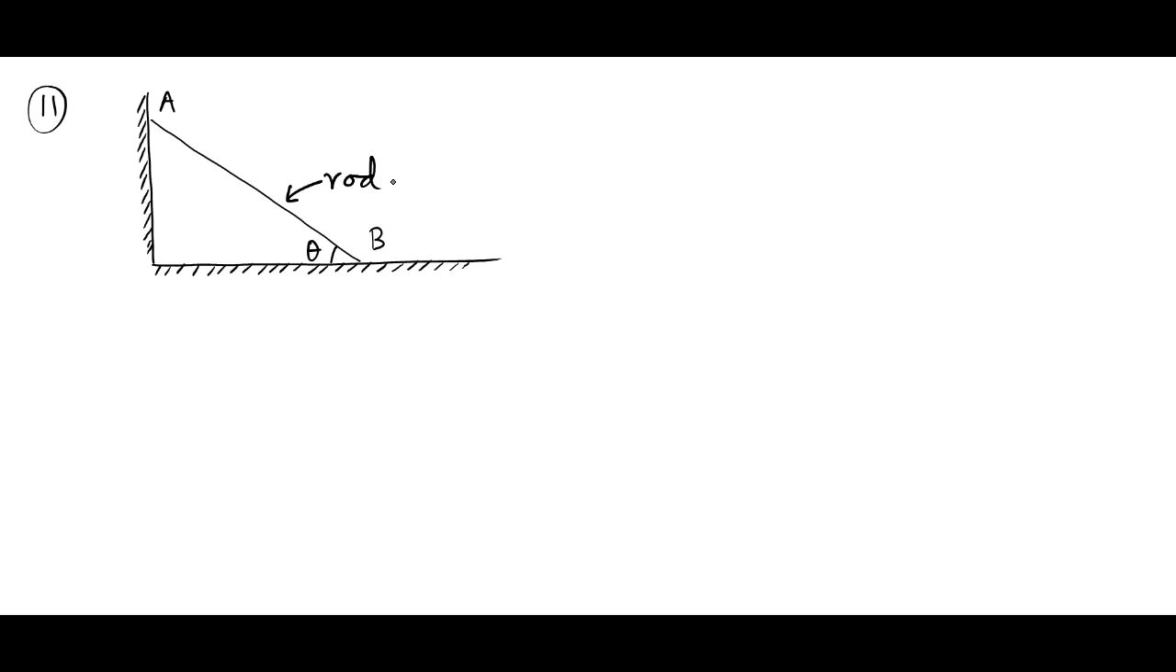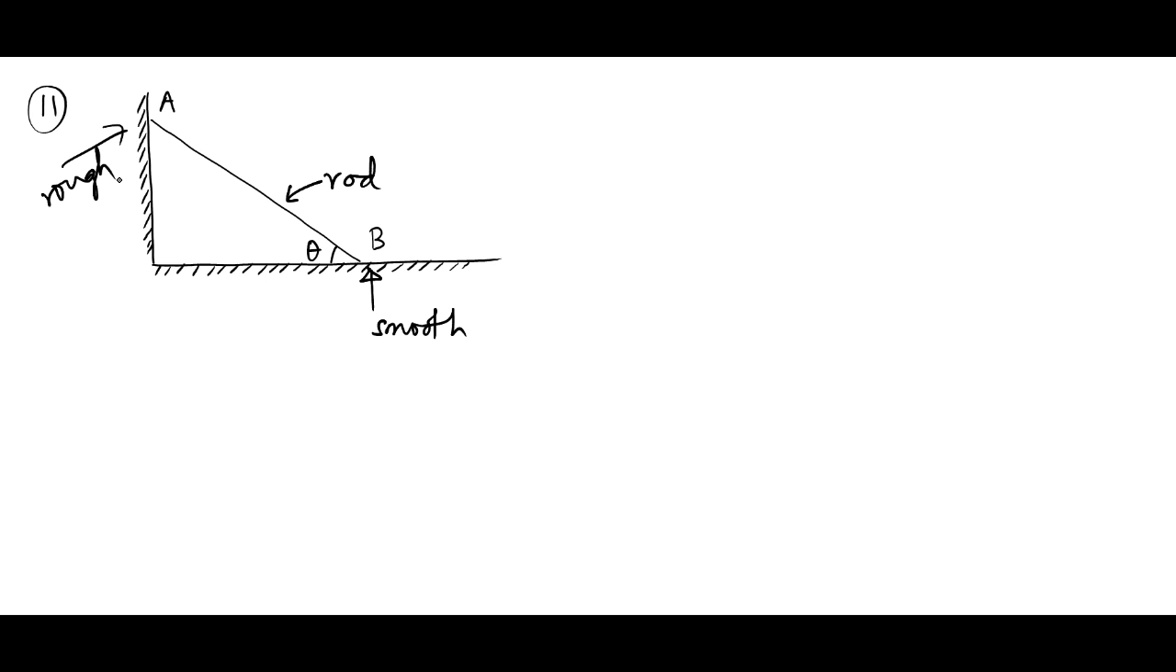So prove that in that case static equilibrium is not possible if the conditions are reversed. That is, if the floor was smooth and the wall was rough.